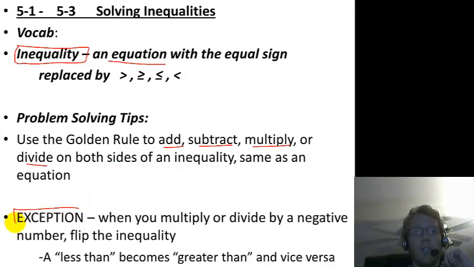The only exception that makes inequalities different than equations is the following. When you multiply or divide by a negative number, you have to flip the inequality. What used to be greater than becomes less than, and what used to be a less than sign becomes a greater than sign. You'll flip these two between each other, and you'll flip these two between each other. Again, you only do that when multiplying or dividing by a negative number. This is likely something you covered last year in pre-algebra, but if not, it's something to memorize.